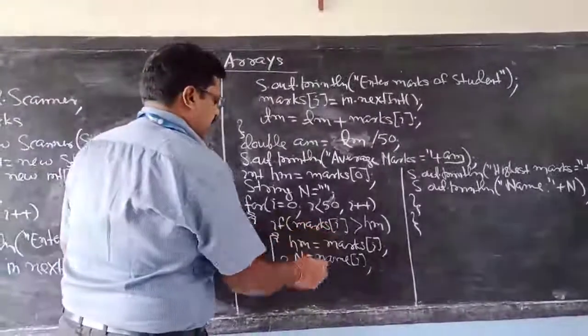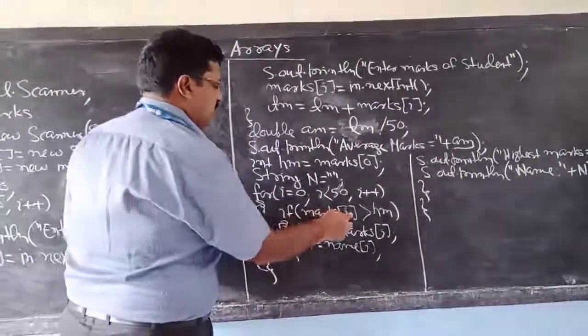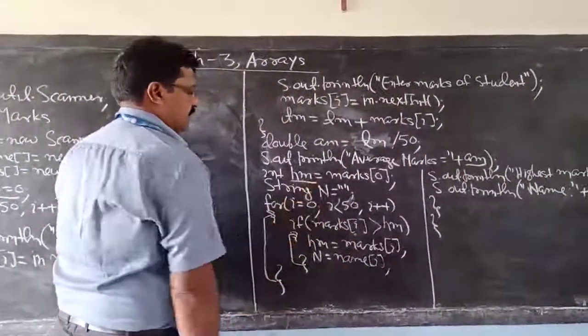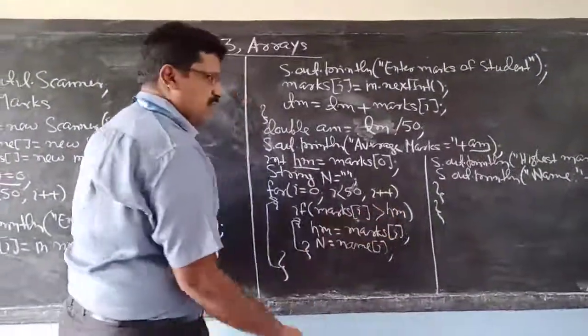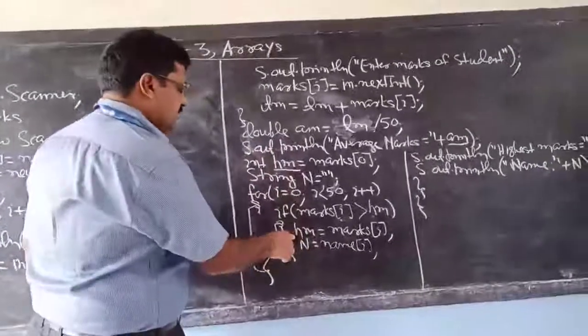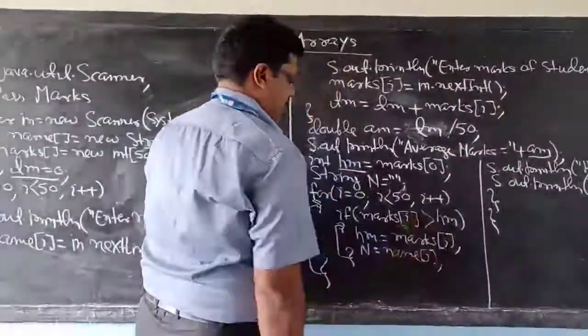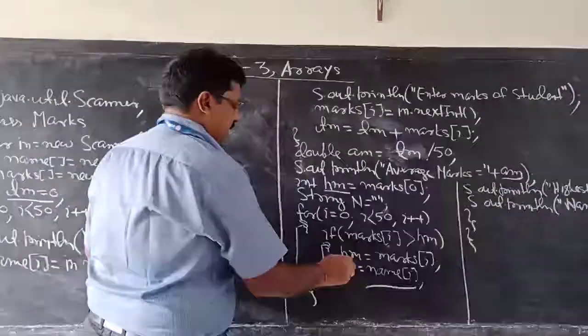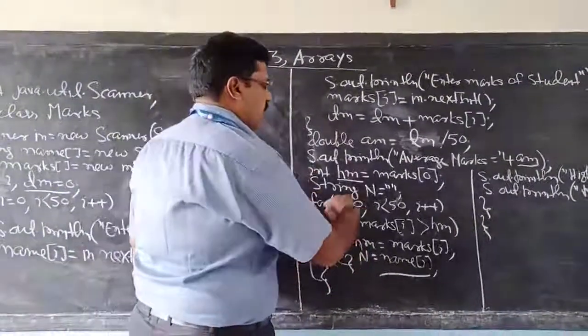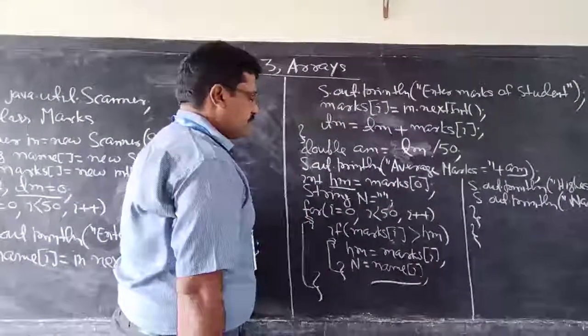If marks[i] is greater than HM, so whenever the marks is greater than the highest marks, it will replace. So highest marks equal to marks[i] and n equal to name[i]. The name will be stored in n. Now close the loop, go for the next i.